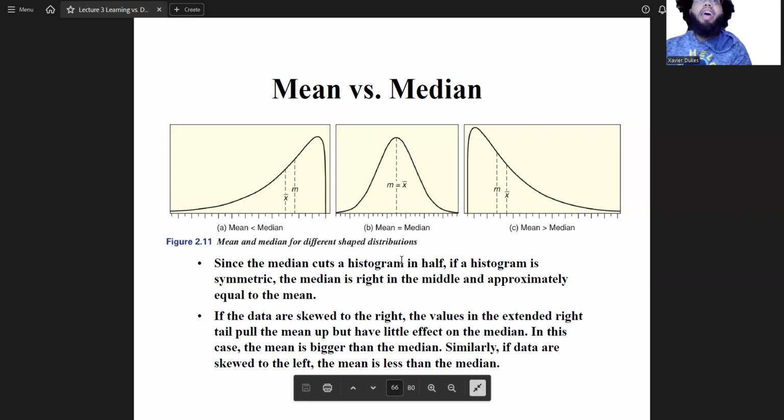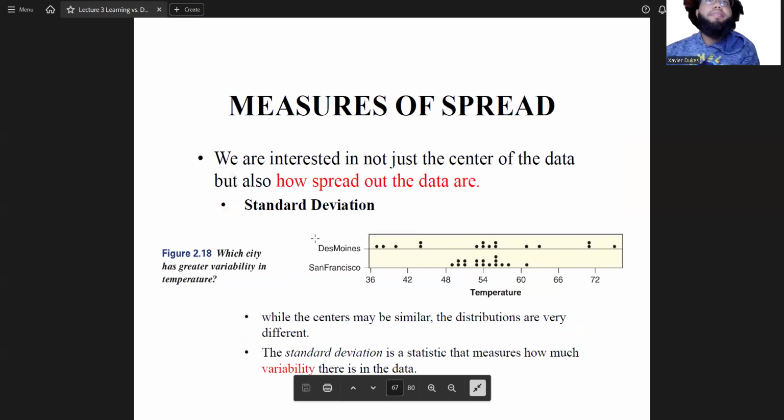All right, since the median cuts the histogram in half, if a histogram is symmetric, then the median is right in the middle and approximately equal to the mean. If the data set is skewed right, then the values in the extended right tail pull up the mean, but have little effect on the median. In this case, the mean is bigger than the median. Similarly, if the data is skewed left, the mean is less than the median, indicated by these graphs.